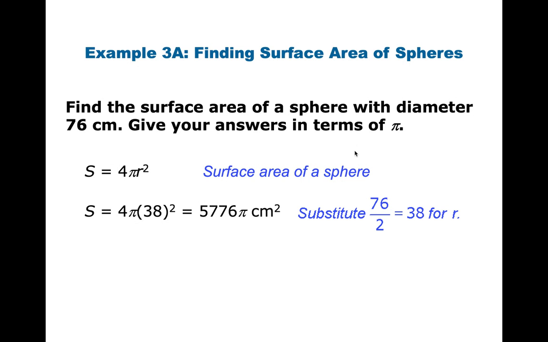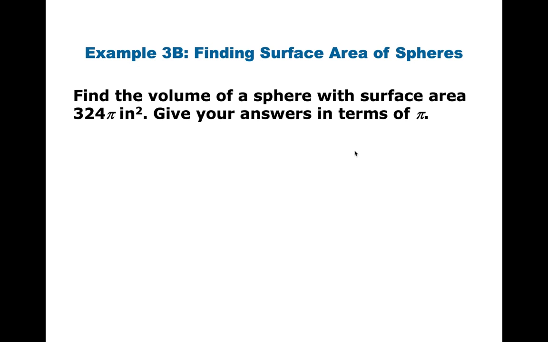4 times 38 squared. Remember, you're only squaring the radius, not the 4. And that gives me 5,776 pi centimeters squared. That's it, you're done. So the surface area of the sphere is 5,776 pi centimeters squared. We're not going to do volume yet, so don't worry about this one.